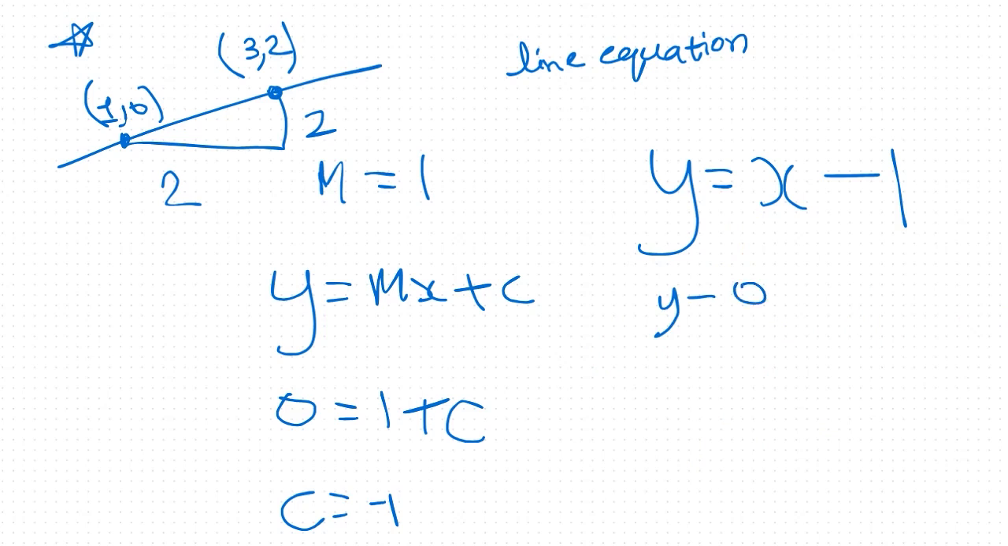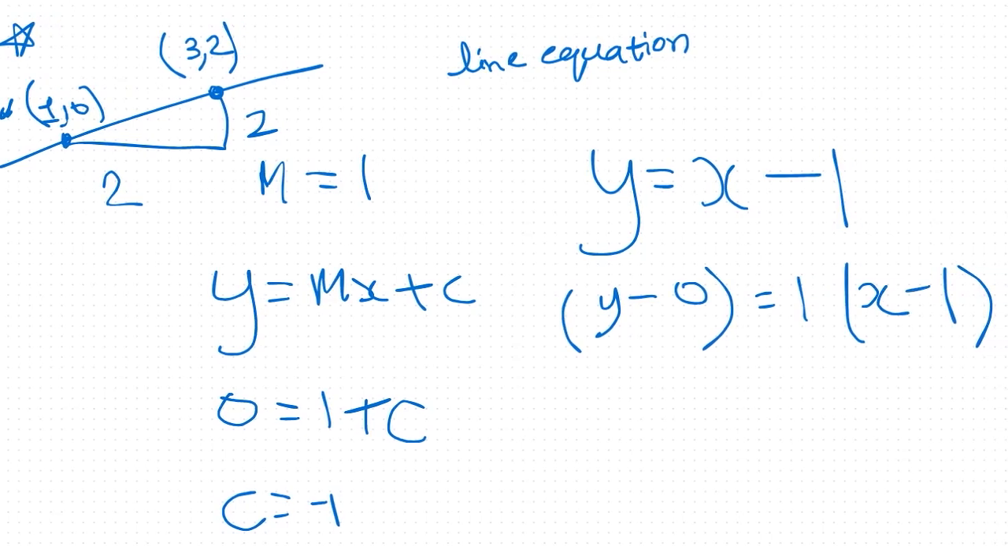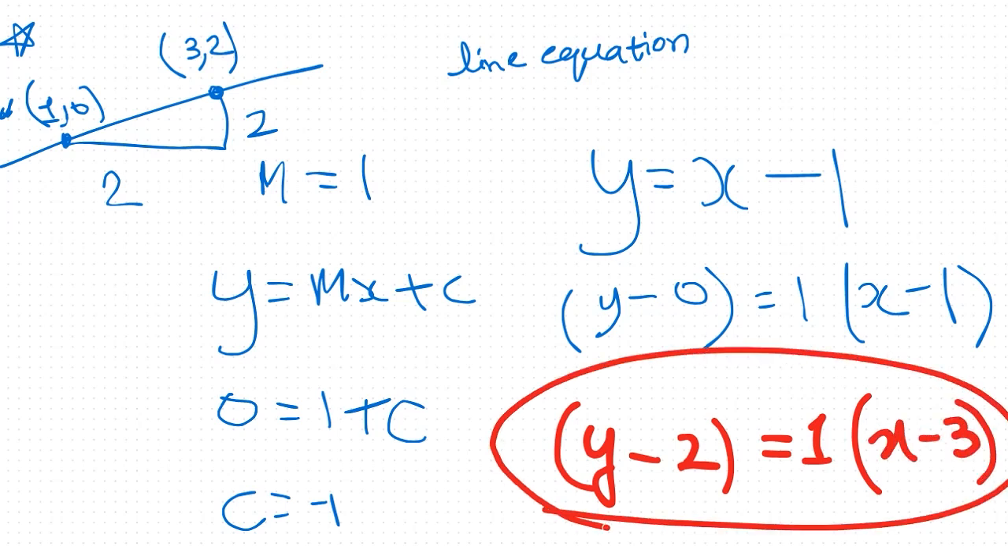In y minus y1, what did we choose x1, y1 as? y1 is 0 and x1 is 1. So basically, can we also choose 3, 2 instead of 1, 0? Yes, that is the point. So even if you do y minus y1 is 2, that is equal to the slope, which you have found, times x minus 3. Can you simplify this? Check if the answers are the same.